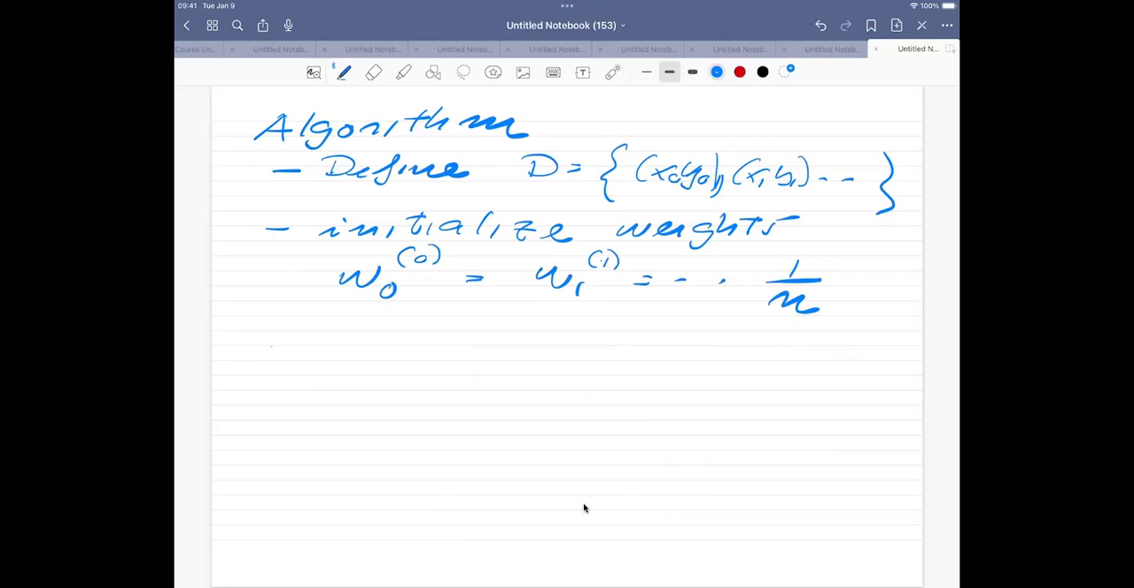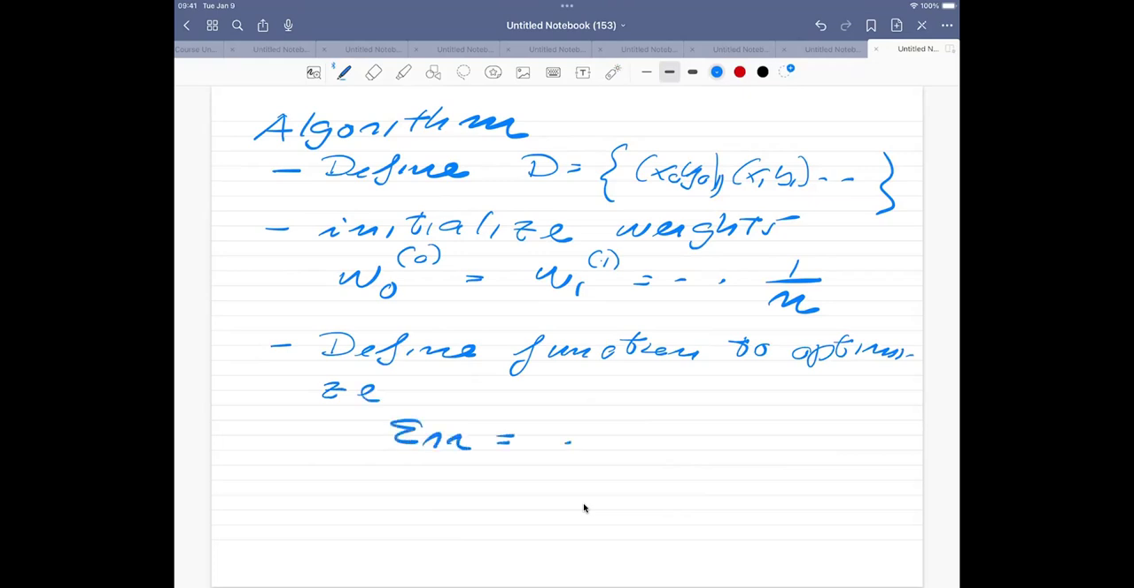Then we need to define the error function, or the function to optimize. In the original version of AdaBoost, that function was given by this error, e to the minus y times f of m, where we are summing over all the data points i, and this depends on x of i. And then we need to define a weak learner. So we define a weak learner.